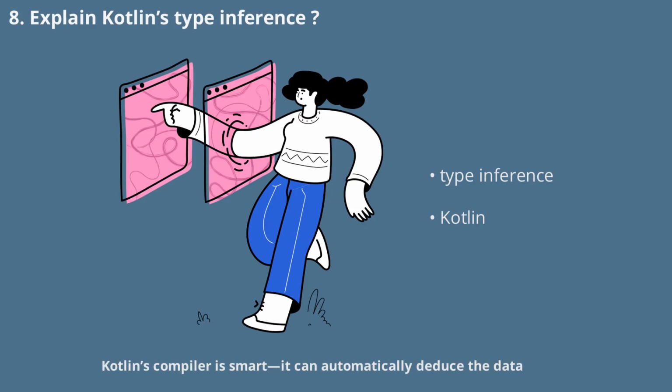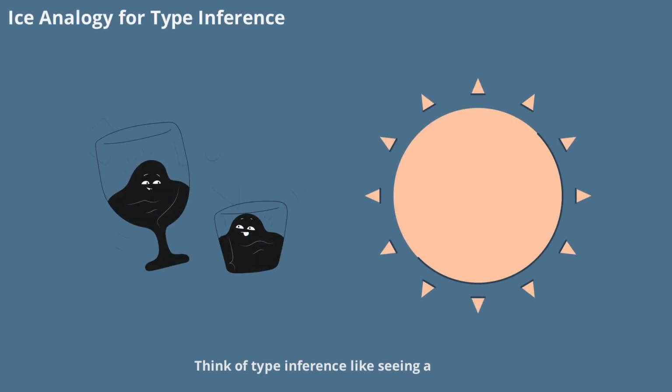Kotlin's compiler is smart. It can automatically deduce the data type of an expression based on its context and value. This feature, called type inference, saves you from writing out type declarations by hand, making your code cleaner and less error-prone. Think of type inference like seeing a glass filled with ice cubes melting into water.